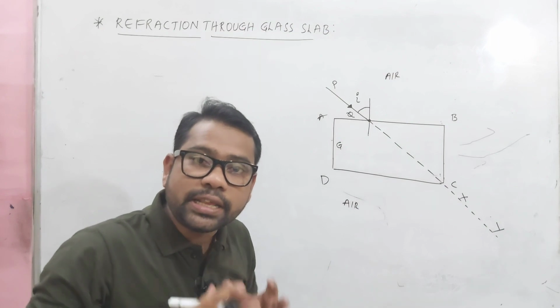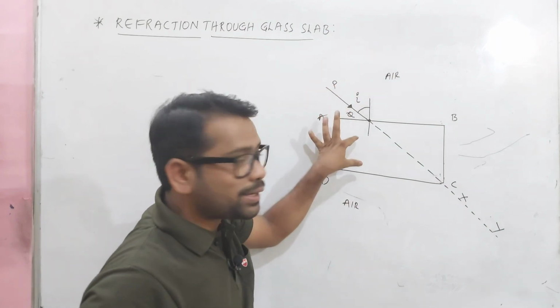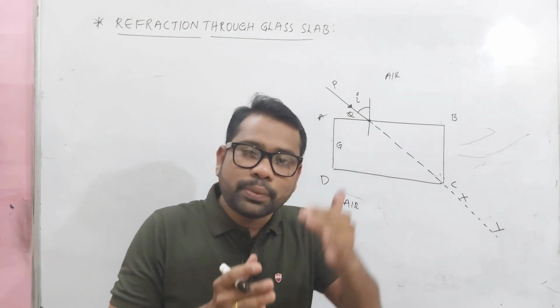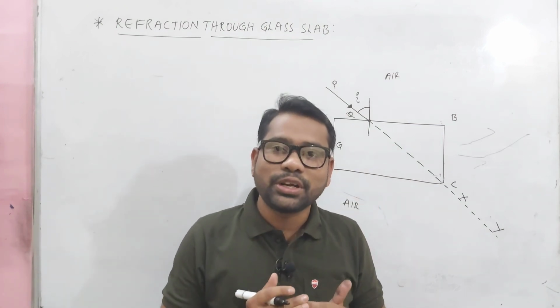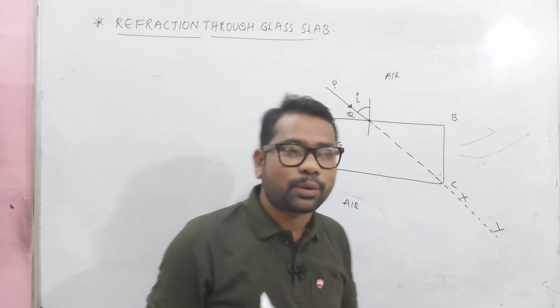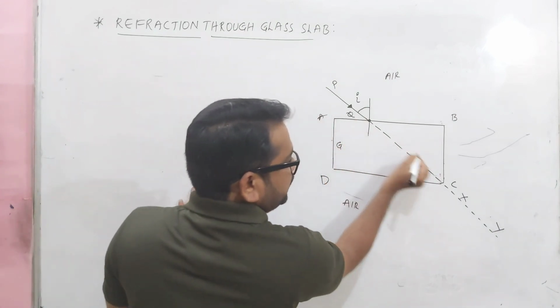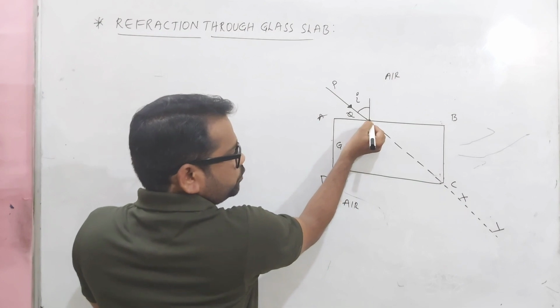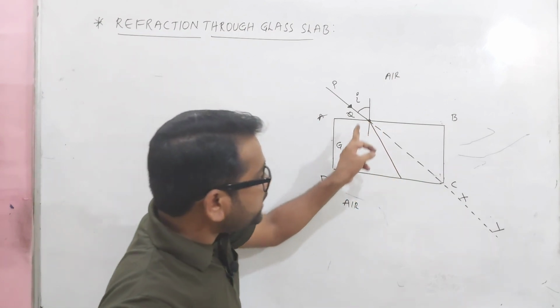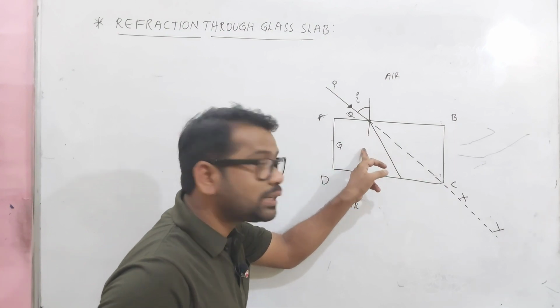Now dear children, this is air, here is glass, again it is air. Now from where to where is light moving? From air to glass, that is rarer medium to denser medium. Children, whenever light moves from rarer to denser medium, it slows down, due to which it bends towards the normal. So look here. Instead of going in a straight line path, it bends towards the normal and it will travel like this.